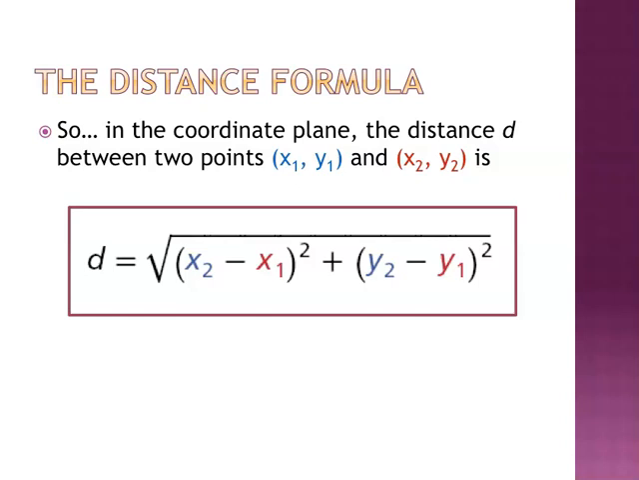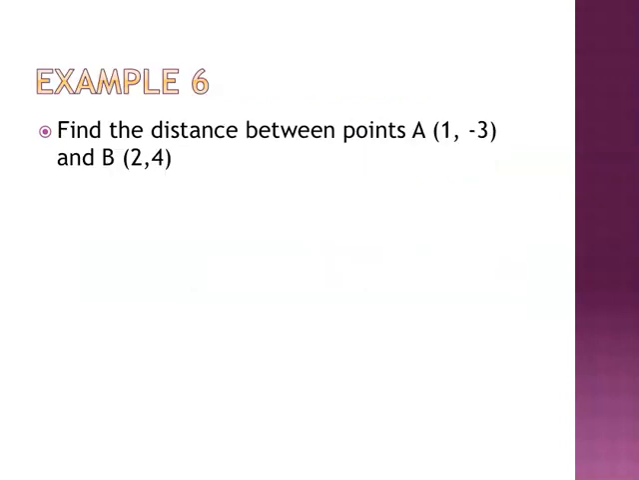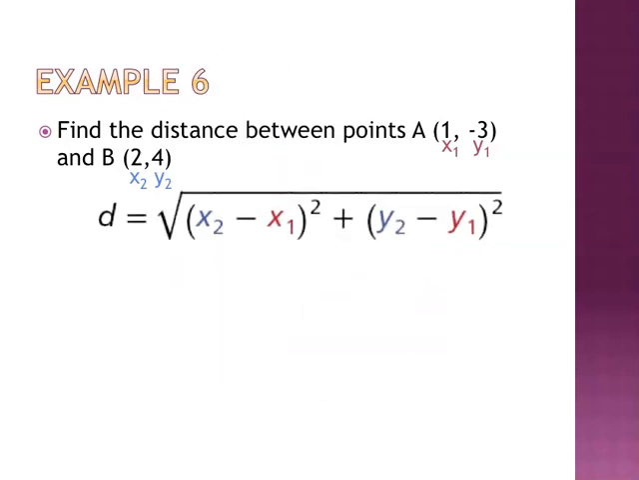Let's look at example 6. Find the distance between points A (1, -3) and B (2, 4). I'm going to start off by saying that (1, -3) is going to be (x1, y1), and (2, 4) is going to be (x2, y2). Now, if we are to apply the formula, here's the formula. You have (2 - 1) squared plus (4 - (-3)) squared.